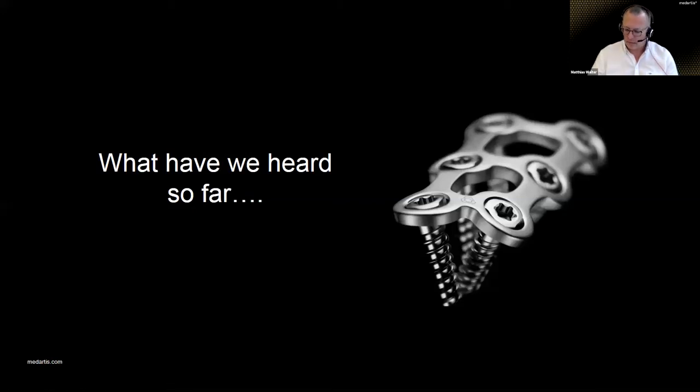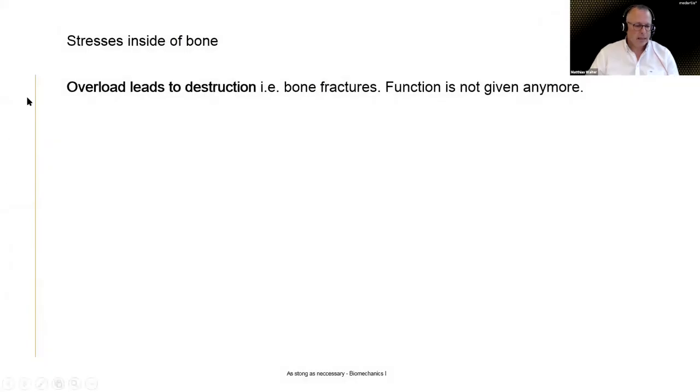Okay. Now, a quick review of what we've learned so far, basically of session 1. Remember that stress is inside of bone. Any mechanical object, including bones as well as cars and scaffoldings, every time you overload a structure, overload leads to destruction. In our case, it leads to bone fractures. Therefore, the function of the bone is not given any longer, as we have an unplanned joint. Maybe you remember that one from last week.